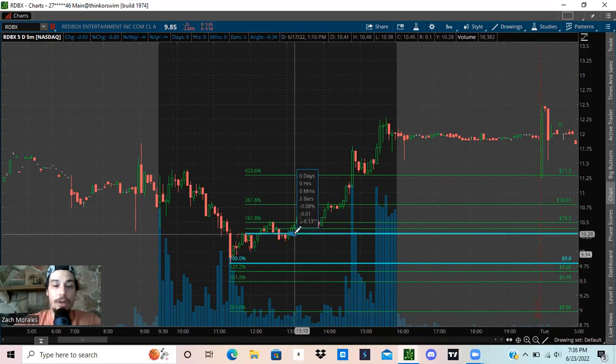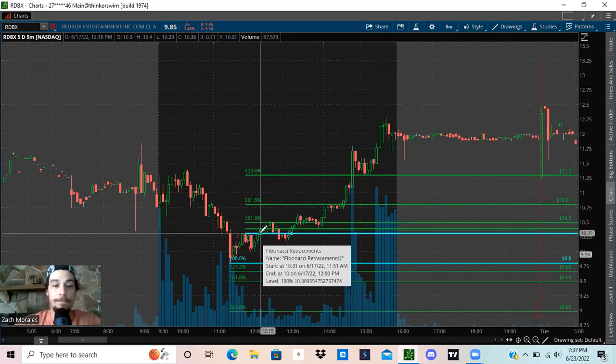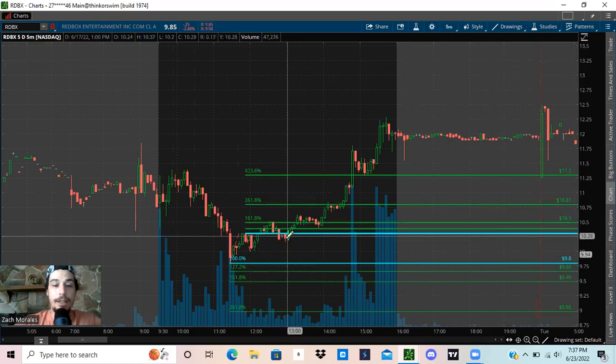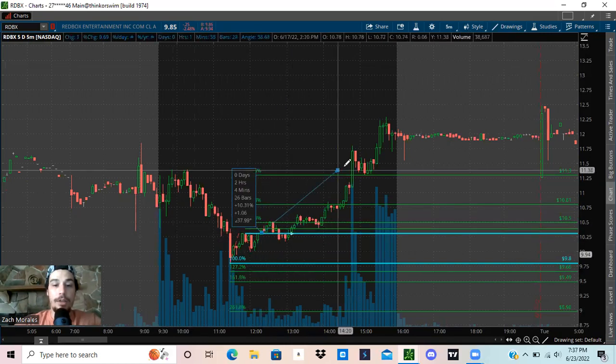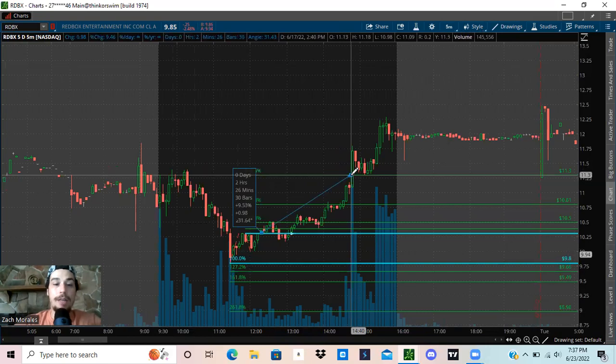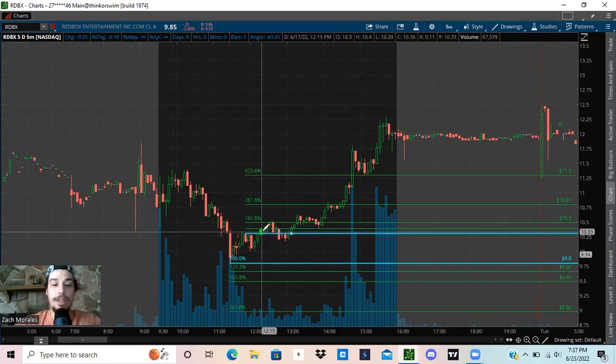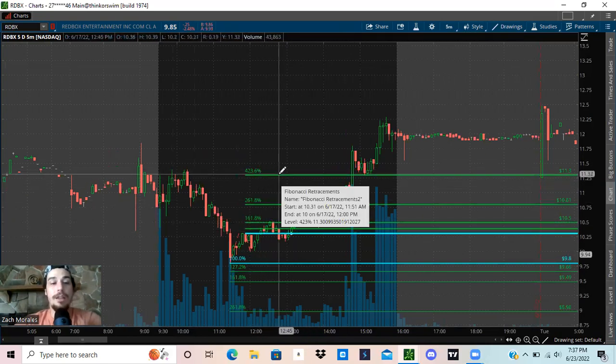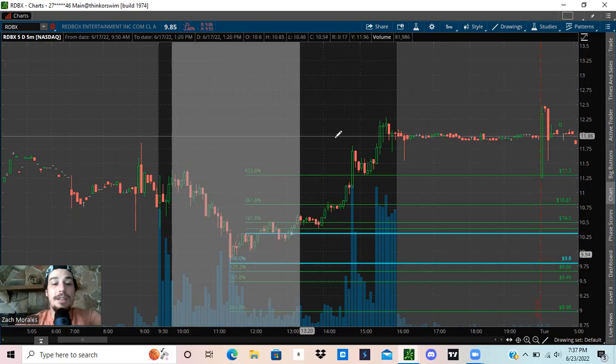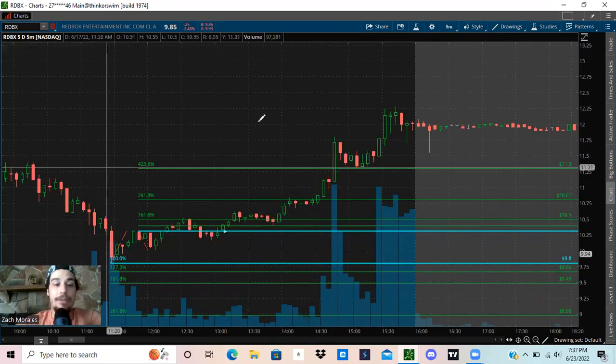Or if you bought the initial breakout here and didn't get your stop loss triggered, you had a very nice 9% move in about 2 hours and 26 minutes. And if you would have held even further, you could have made a total of 19%. What this does is give you price levels for you to be consistent every single day.